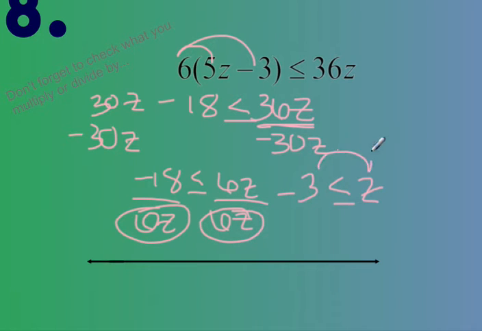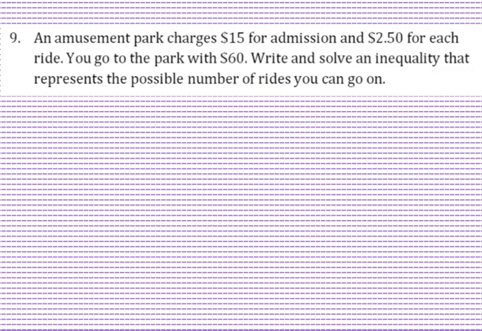So the alligator mouth is opening towards the z, and it has a line underneath. So it's going to be solid, and it's going to be going to the right. Okay, so that's your answer for number 8. Let's take a look at number 9.